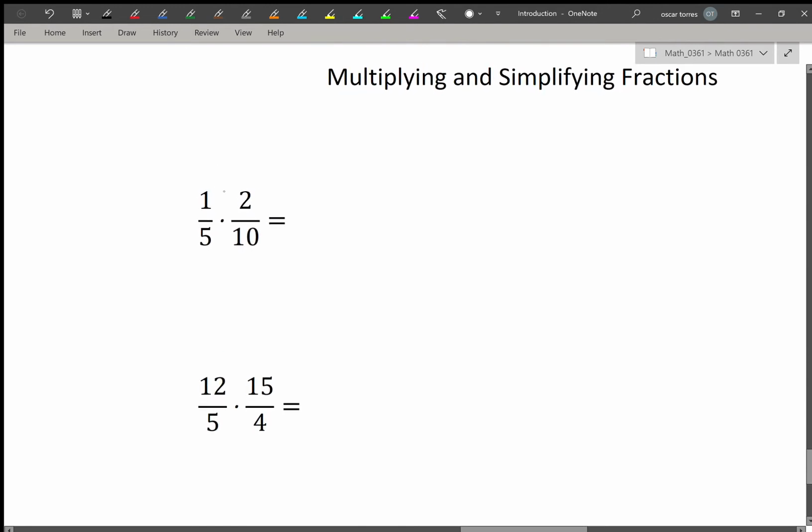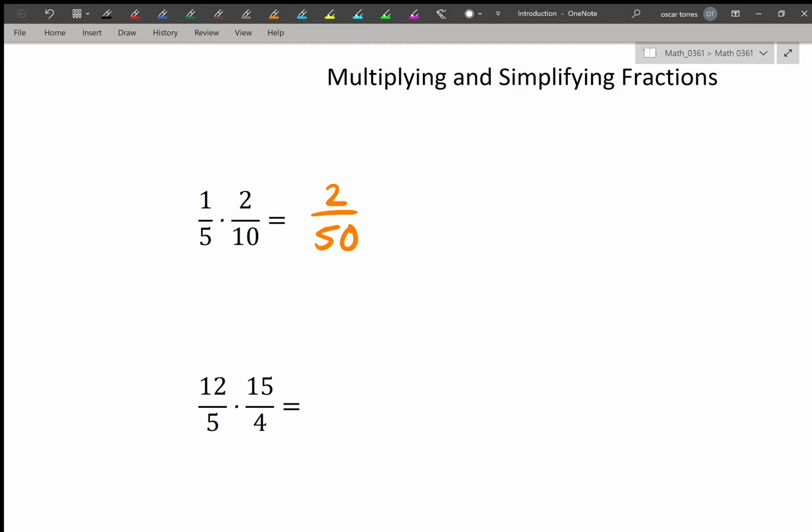Most people are used to just multiplying fractions from left to right. Okay. So in this case, if you were to do that, 2 times 1 would give you 2, 5 times 10 would give you 50. There's absolutely nothing wrong with that method of doing it. Now, in this case, we can actually simplify this fraction. So I'll go ahead and explain how to simplify it.